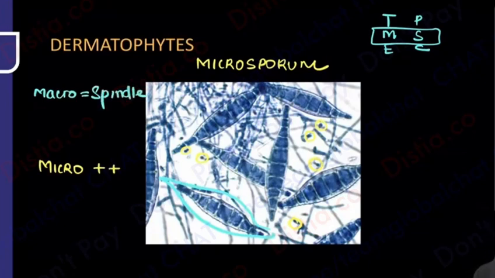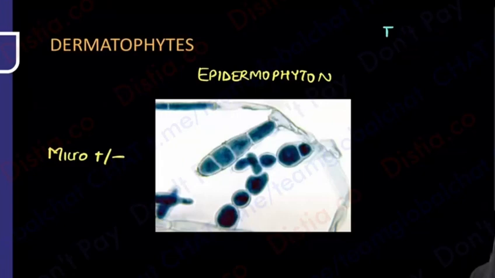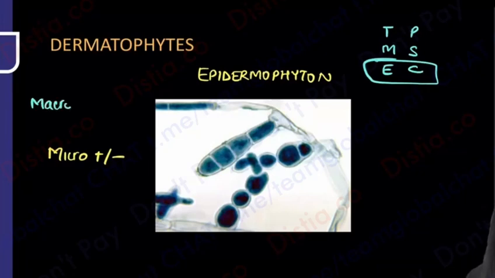Coming on to the third one. The third one is in front of you. Again, I get a question, I write TMEPSC. So the third one is epidermophyton. So what is the shape that you're going to get of macroconidia? It is all club shaped. So this is the last one, that is club.